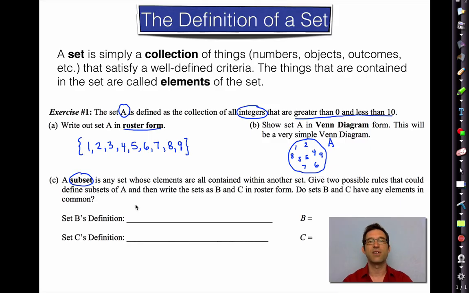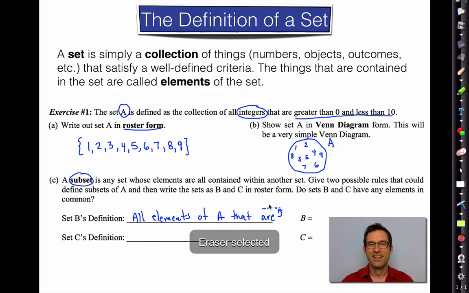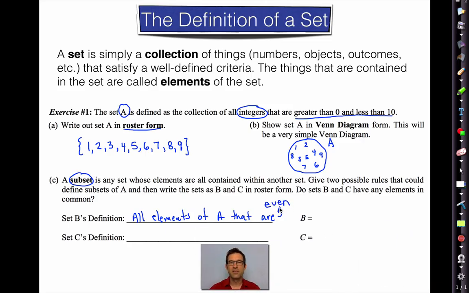Now, because they're sets, they have to have well-defined criteria. Again, we could have all sorts of things, but here's one that would be pretty common. Set B's definition: all elements of A that are even. Sorry about that, ran out of room. And that's not the word even. It's like once I make the spelling mistake, it just gets worse and worse. Let's try that again. All elements of set A that are even.